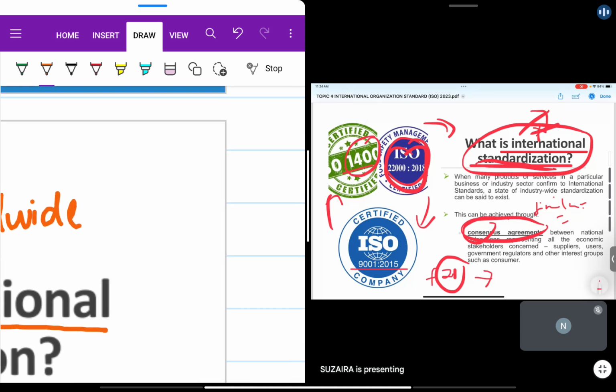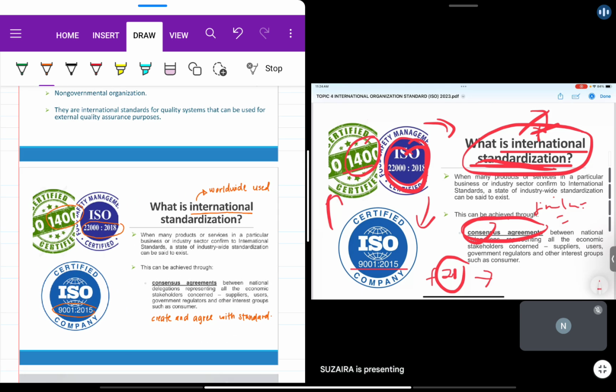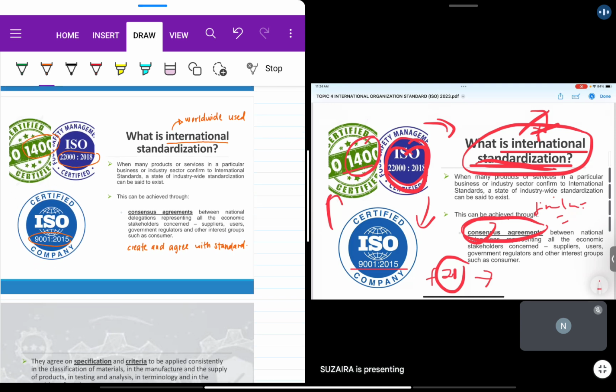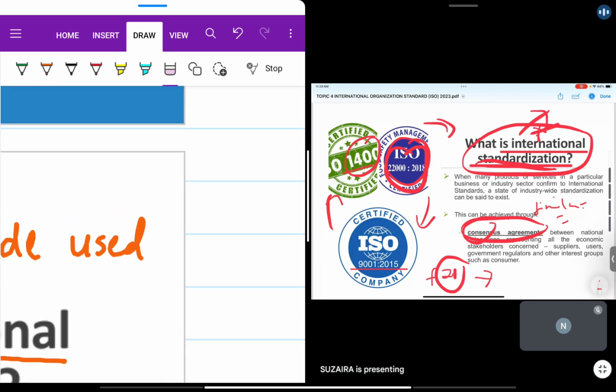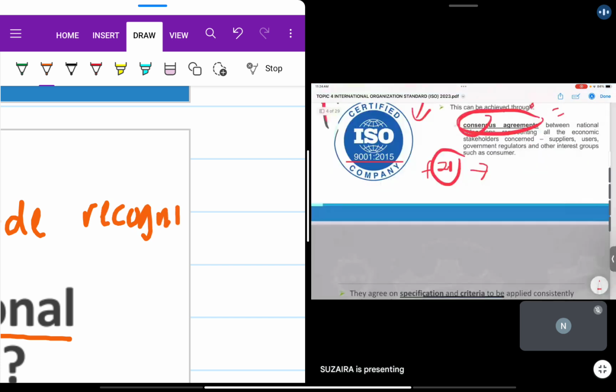Let's say we're talking about Malaysia. If you are talking about something like ISO 22000, a similar standard can be used in Japan, in Malaysia, in Indonesia, in Thailand. So that's how it works. International standardization means worldwide recognition, so it's easier to treat the product in and outside of the company.